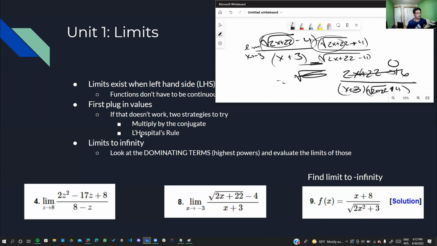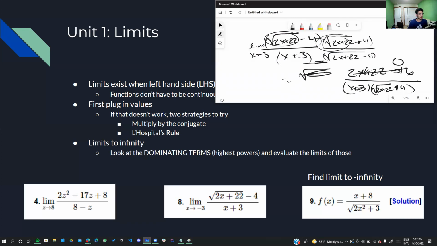Another idea that you can use for limits is L'Hopital's rule, and we'll look at that later. It's when the top and the bottom go to 0 over 0 or infinity over infinity. Then what you can do is take the derivative of the top and the bottom. Through that, you can also try evaluating the limit.